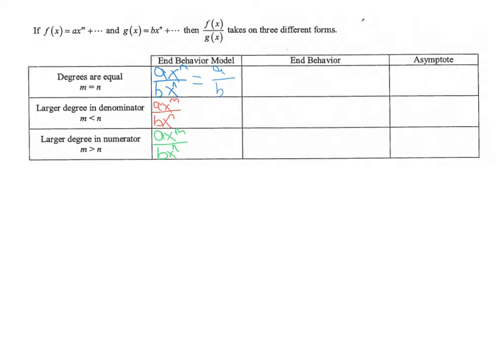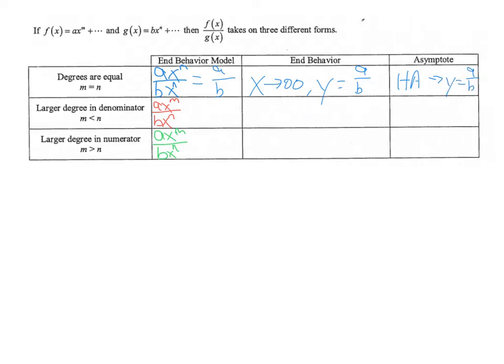Again, we've done this before, but one way we could say that is as x gets close to infinity, what we're going to notice is that y is getting close to that idea of a over b. A is a number, b is a number, so that means that in the end we do have a horizontal asymptote, and that's going to be y equals a over b.